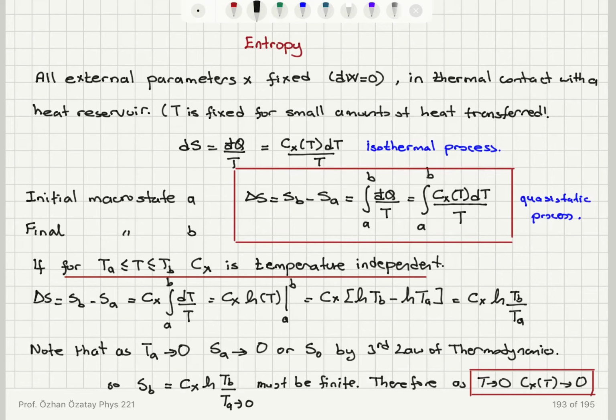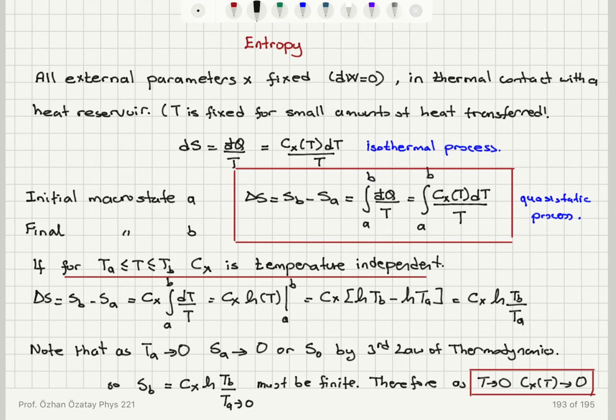And taking into account the temperature dependence of the heat capacity, the entropy change would be the integral from A to B of C dT over T. If for the temperature range of interest the heat capacity seems temperature independent, we can formulate the entropy change as C_x, for external parameters fixed, natural logarithm Tb over Ta, which shows us that as Ta goes to 0, entropy must go to 0 or S0, by the third law of thermodynamics.